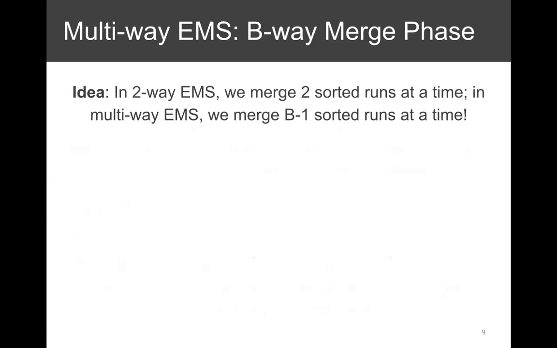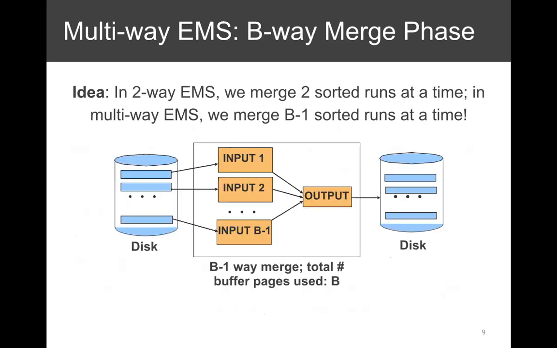The real dramatic difference in the multi-way EMS compared to the toy algorithm, the two-way EMS, is in the merge phase. In the two-way EMS, we merged only 2 sorted runs at a time. In the multi-way EMS, we exploit the larger buffer memory we have to merge B-1 sorted runs at a time. That's why it's also called a B-1-way merge or a B-way merge, depending on how you count. And here's an illustration for that.